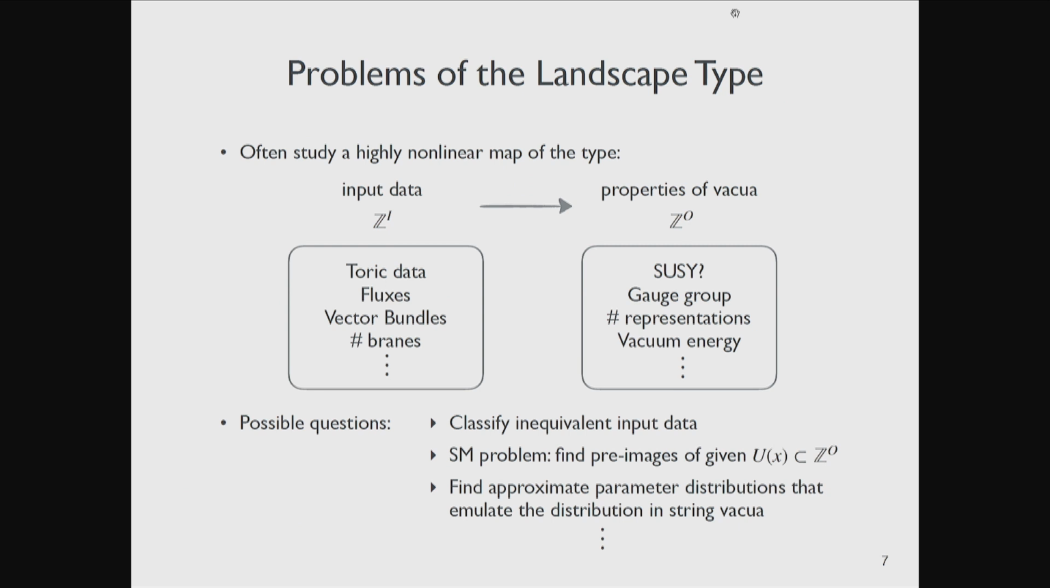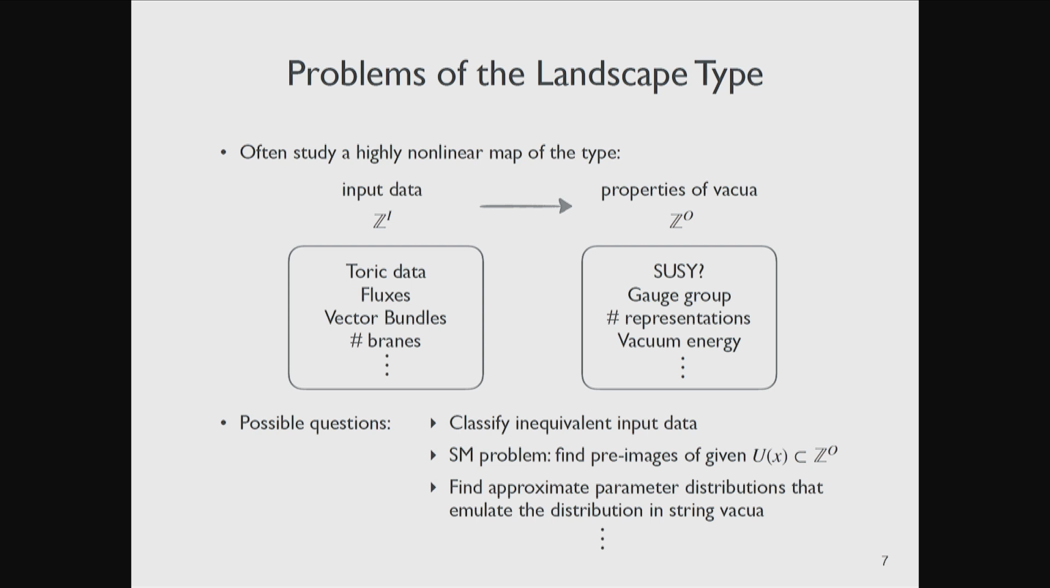Okay, so what are some problems of the landscape type, how I would call it? So we often study a map from some integral vector to some other integral vector, which is in principle highly nonlinear. So this input vector could be some geometric data, some fluxes, some vector bundles that we have, or some brane wrappings, for example. And the list continues. And then we look at some properties of vacua. So is our vacuum supersymmetric? What is the gauge group of a vacuum? So this is what we are really interested in. And then the task is really to understand this map.